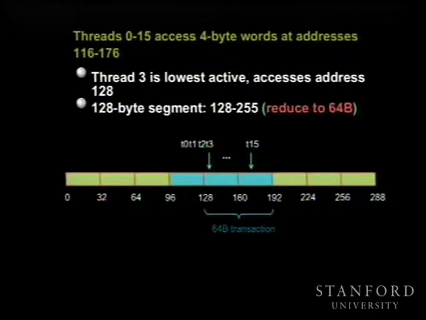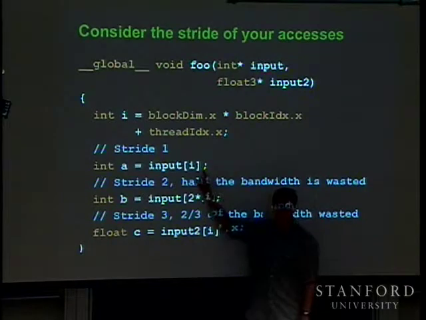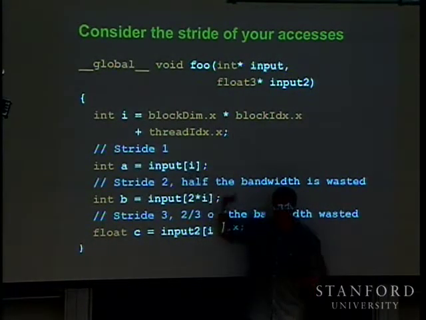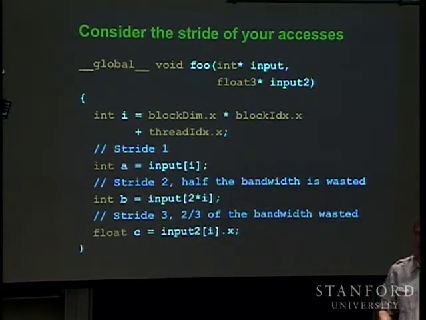Getting back to the code you're used to, if you are accessing arrays, and up to now we've mostly done it this way, you calculate your global thread ID, and you just access some array in this fashion, right? This is optimal. You're going to use exactly as much memory bandwidth as you think you are, and the hardware will give you the maximum amount of throughput that it can.